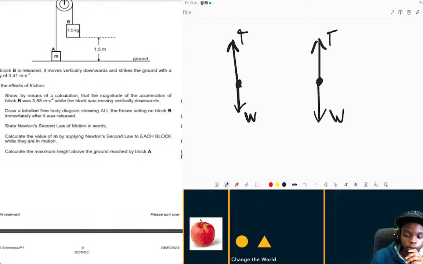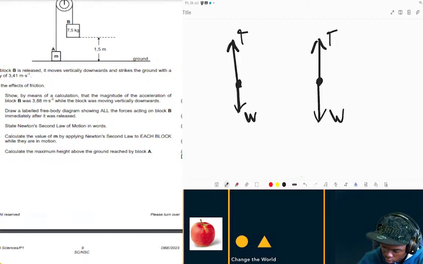You can already see that we only have 2 forces acting on this block, so it's much easier. We only have tension and gravitational force, and you have that in both blocks. So already that means you'll be working with this.